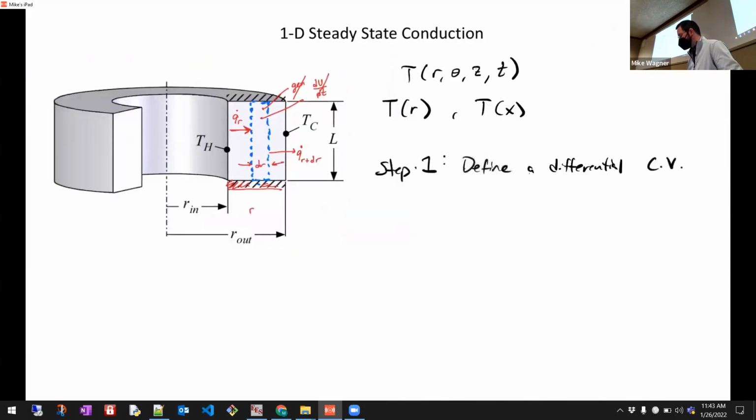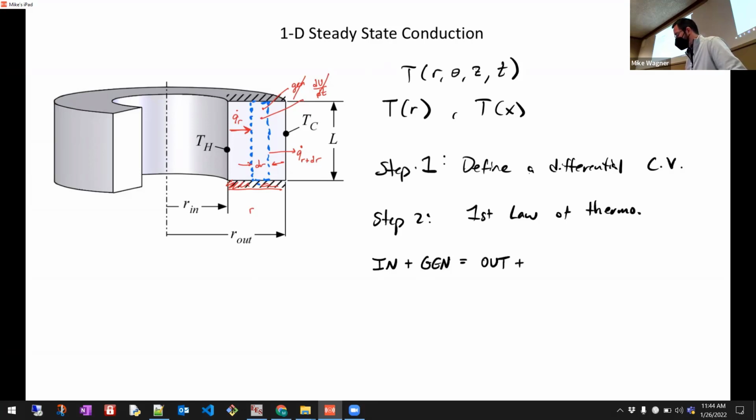So we've defined our differential control volume. Okay, step two would be to do the first law of thermodynamics. Basically, do an energy balance. So what's our energy balance? Well, anything coming into our control volume plus anything generated within the control volume must equal anything that's going out plus anything that's stored.